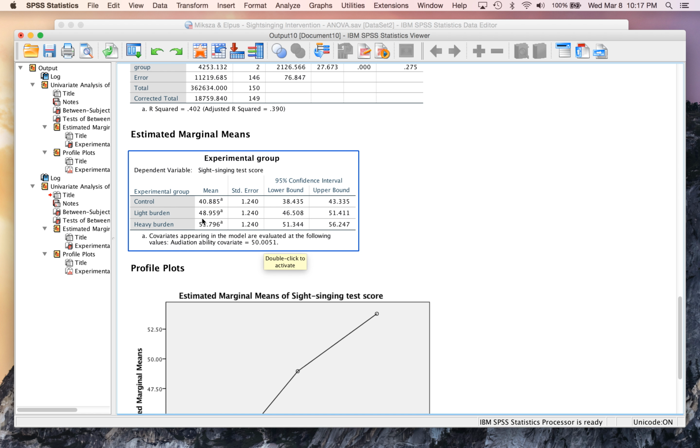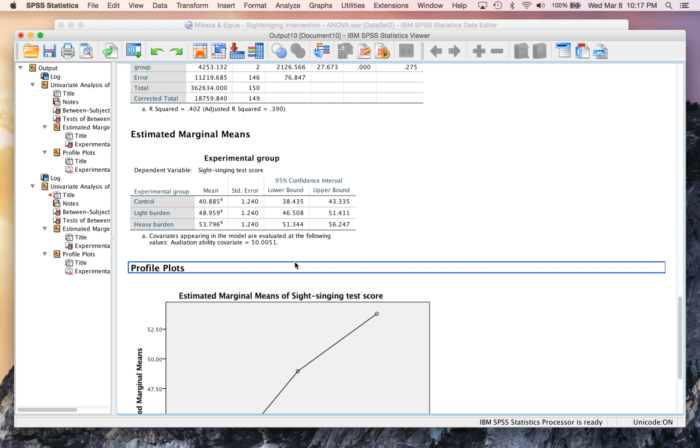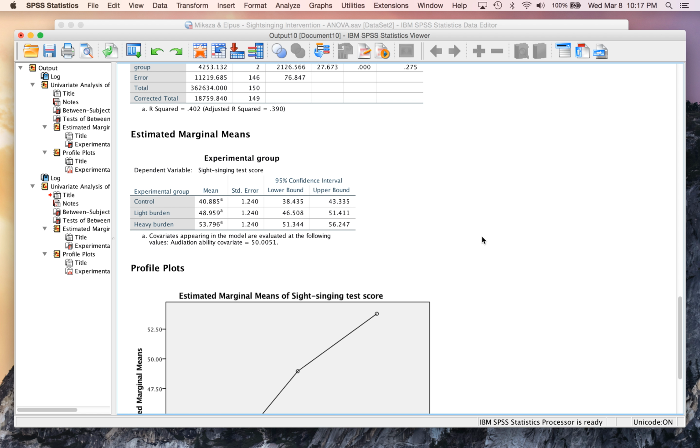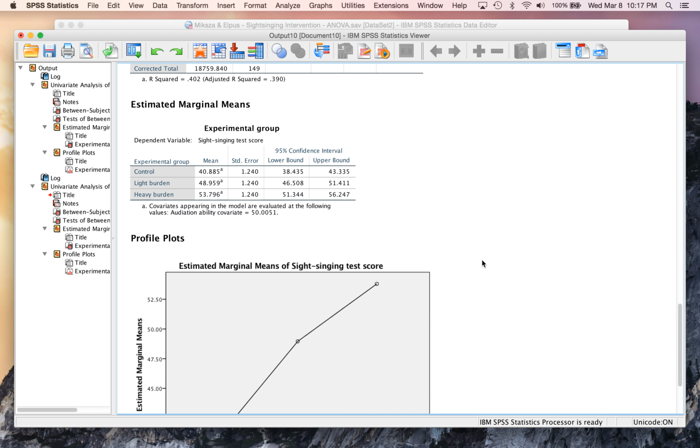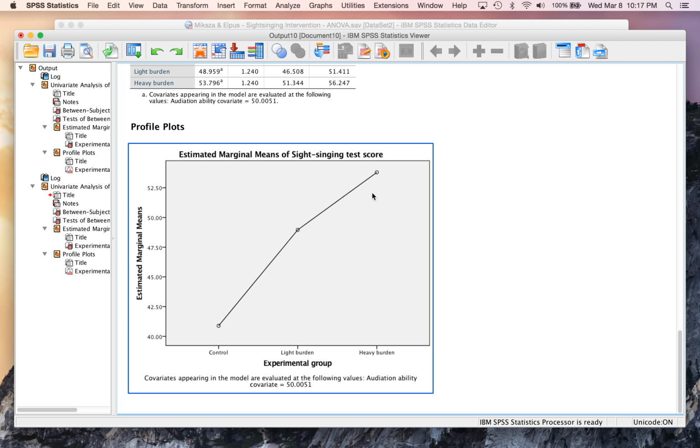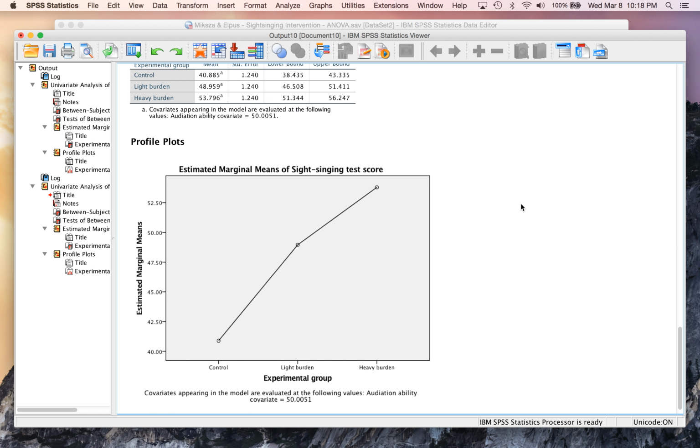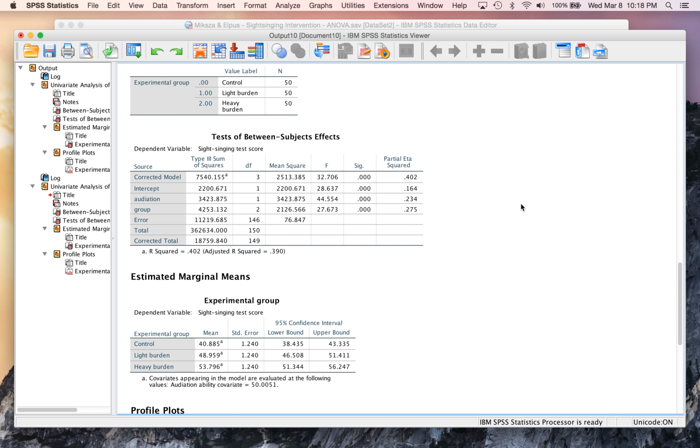So these aren't the literal arithmetic means that we would get by going to the data editor and adding up and dividing by 50 for each group here. They're means that are adjusted in some computational way to take into account the differences between the people in audiation ability. And then lastly, we have our plot that shows a pretty nice clear distinction between the experimental groups and the control group here. So we can do something else that's interesting here.